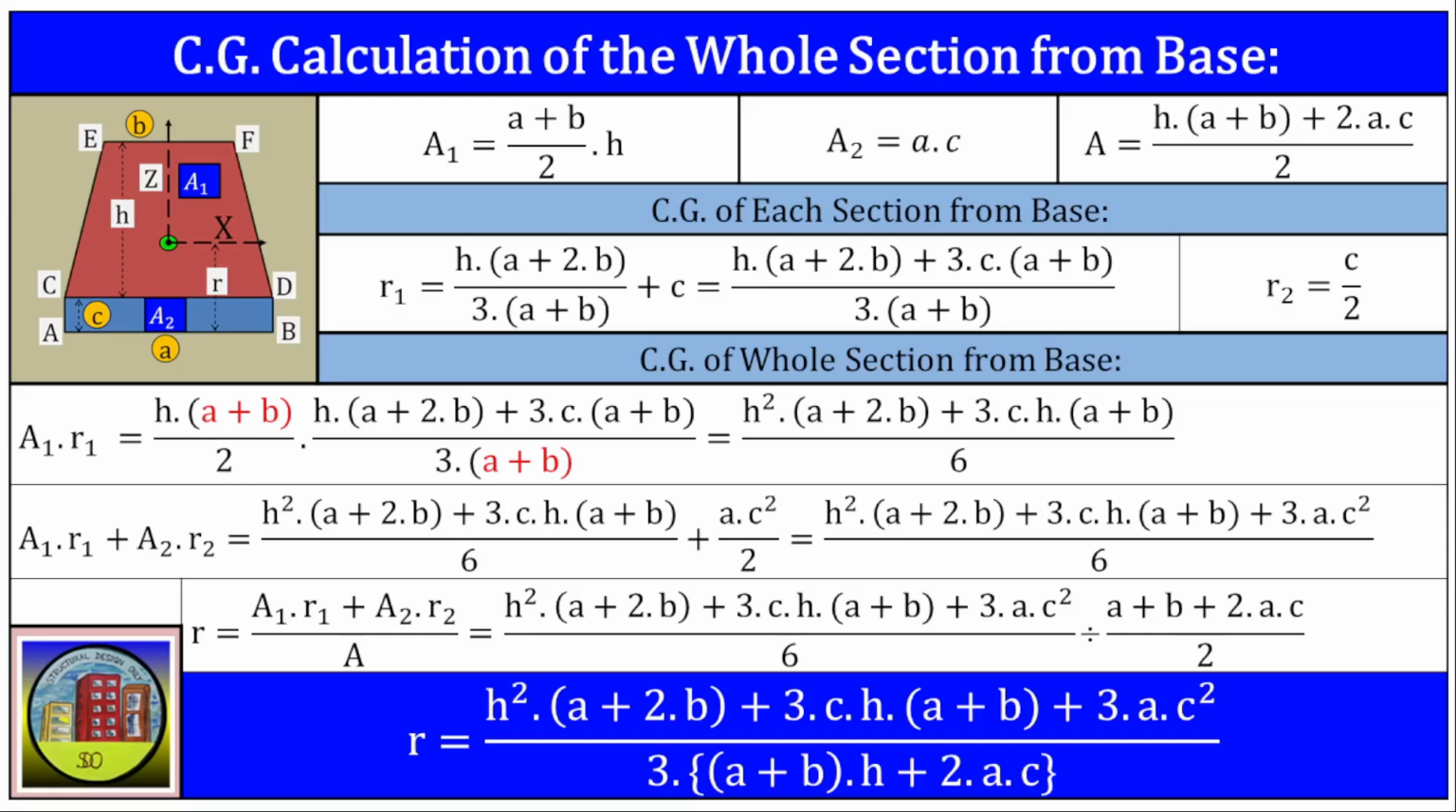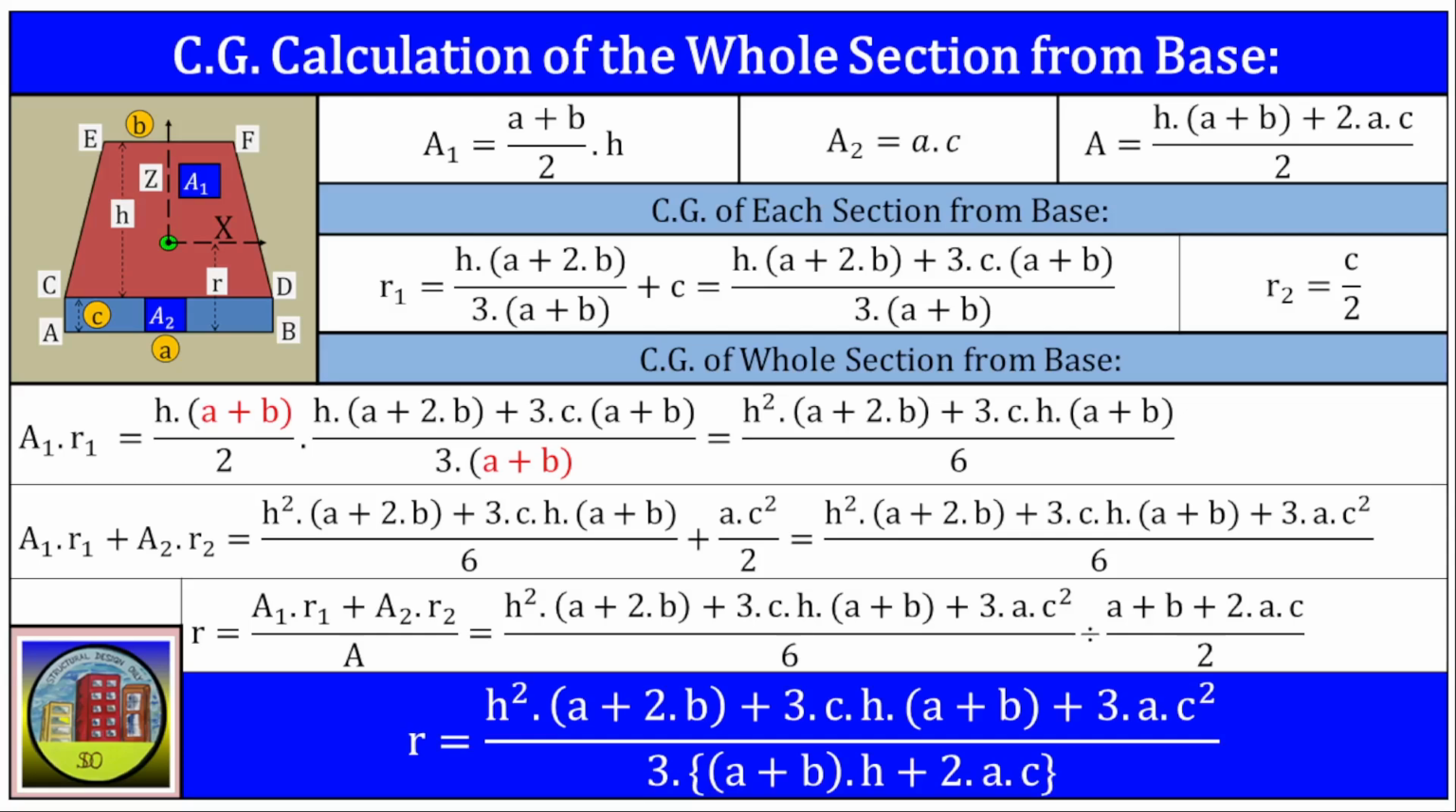Calculation for the CG of each section from the base. CG of the trapezium, R1, equals to h into (a plus 2b) by 3 into (a plus b), plus c, equals to h into (a plus 2b) plus 3c into (a plus b), by 3 into (a plus b). CG of the rectangle, R2, equals to c by 2.